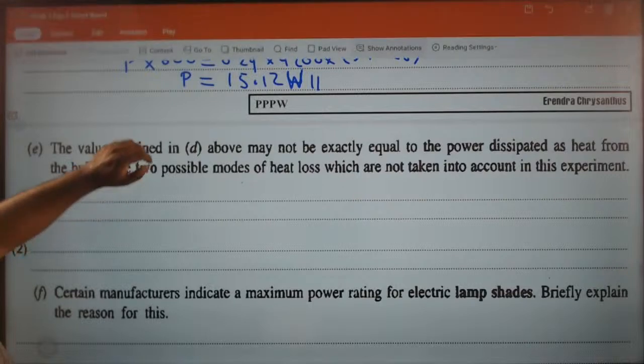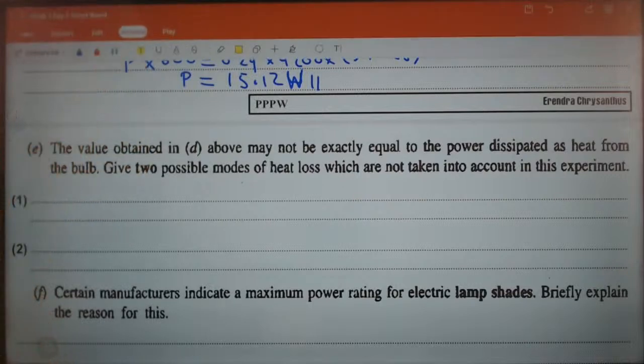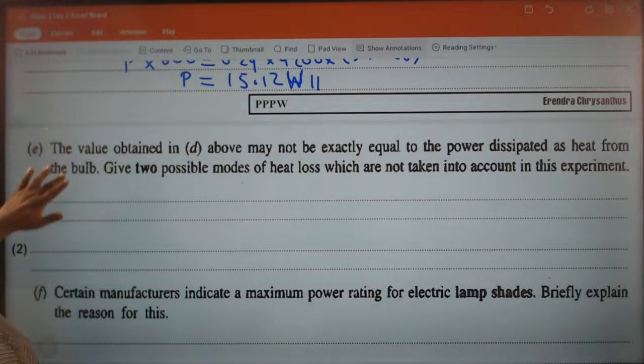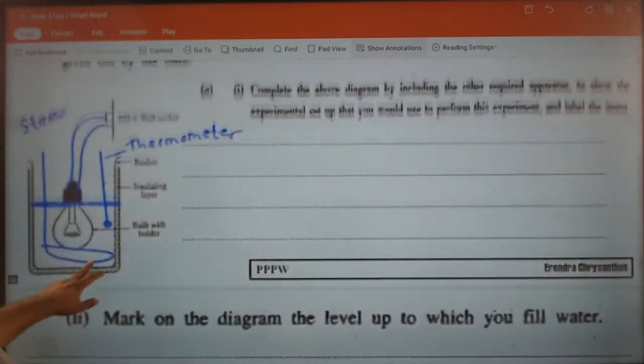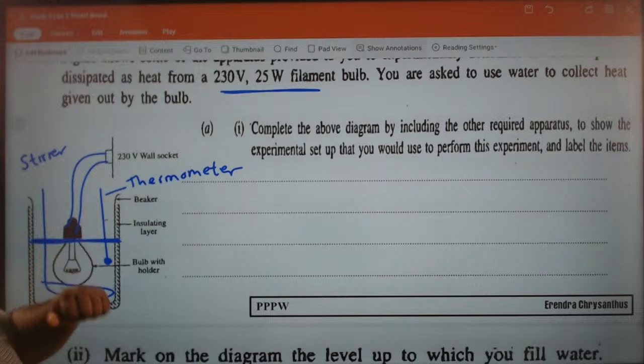The value obtained in D may not be exactly equal to the power dissipated as heat from the bulb. Give two possible modes of heat loss. Now, how can heat be lost? Heat can be lost due to conduction, convection, radiation. Also, some of the water might vaporize. Why might some of the water vaporize or evaporate? Evaporation, heat loss also might take place.